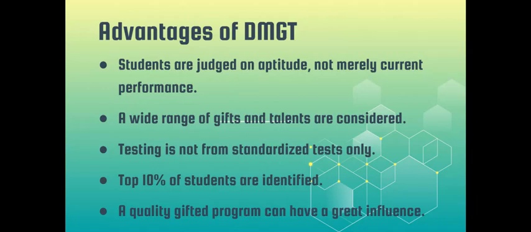So the advantages, or what I see as the advantages of this model for education, is that students are judged not merely on current performance. So we're not just looking for those high achievers right from the beginning, but we're looking at potential and aptitude in those areas of giftedness and talents, so that we can bring those talents out of them, and that's our job as educators. I do think that this model is culturally responsive and does cover a lot of bases.